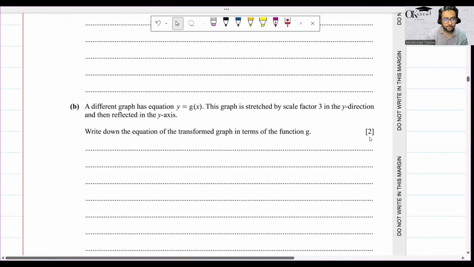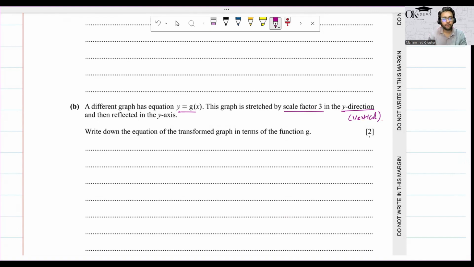A different graph has equation y equals g of x. The graph is stretched by a scale factor of 3 in the y direction. So we're talking about vertical stretch and reflected in the y-axis. Remember, when you reflect in the y-axis, you put a negative inside. So first things first, vertical stretch, this is going to be 3 outside.